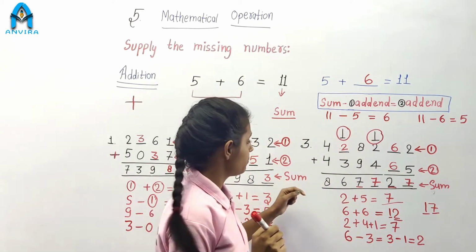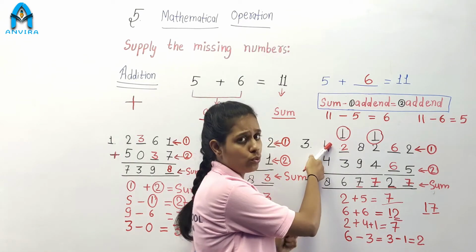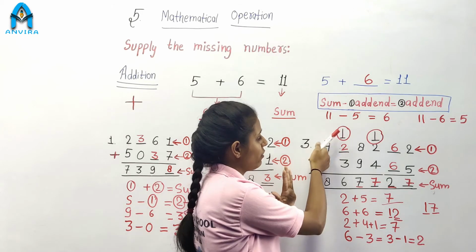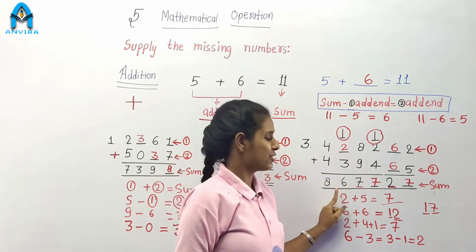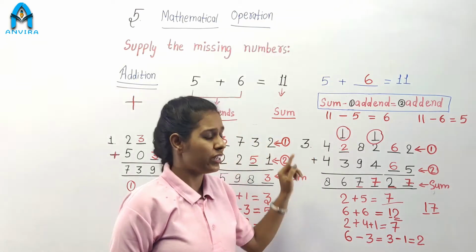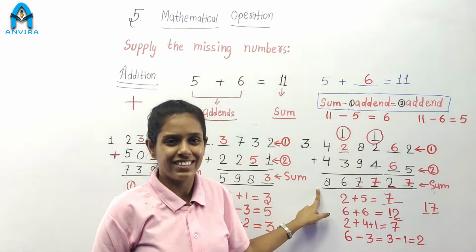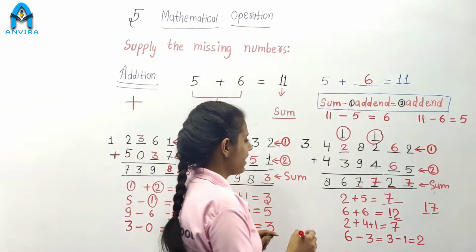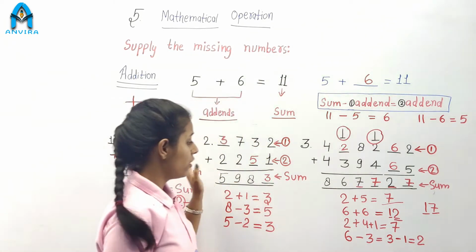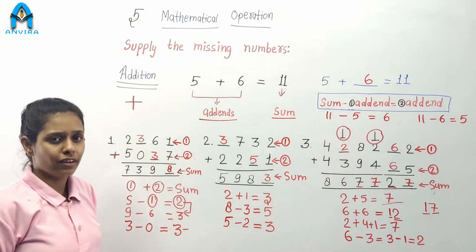Now, check. 3 plus 2 is 5. 5 and 1 is 6. So this answer is correct. Let's go to the next. 4 plus 4 is 8. This is done for us. So here the missing digit addition is complete.